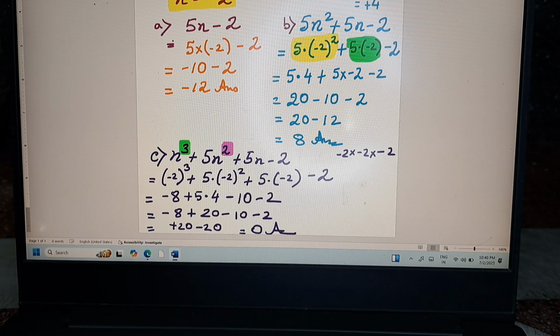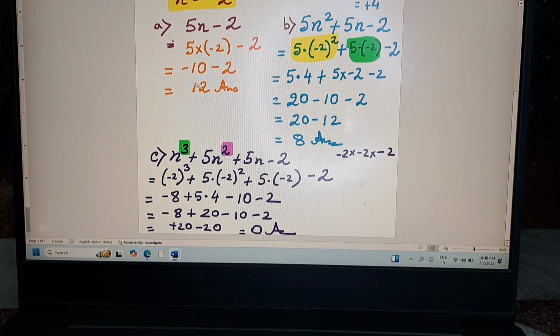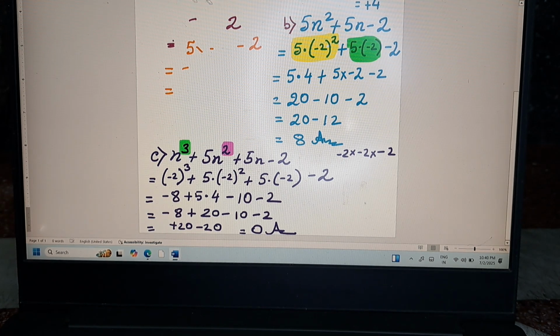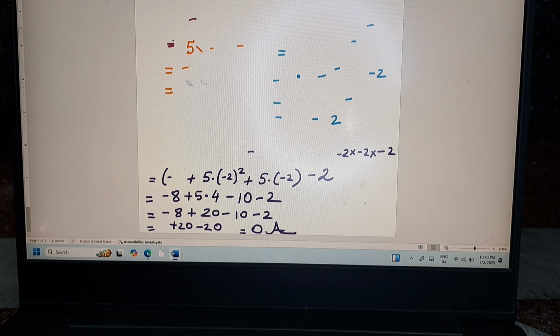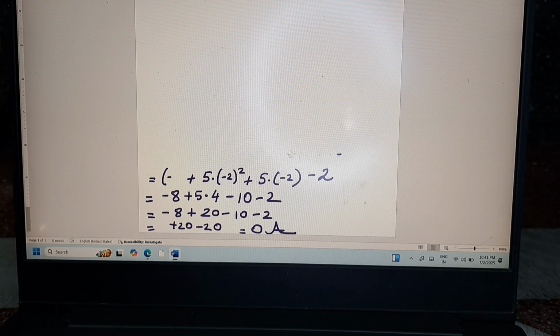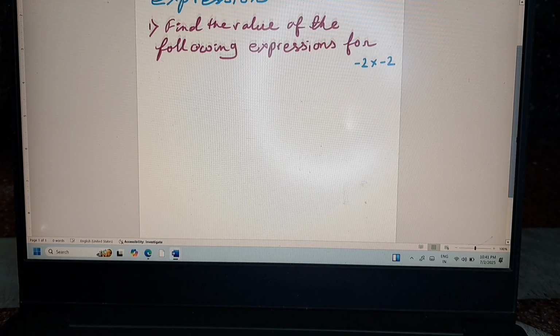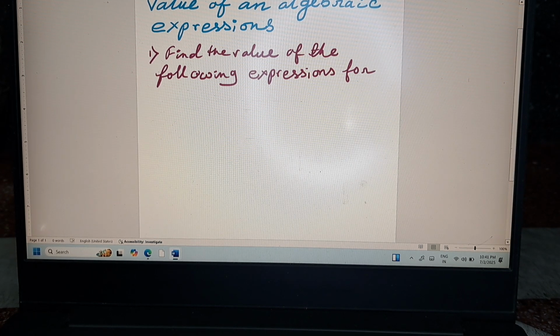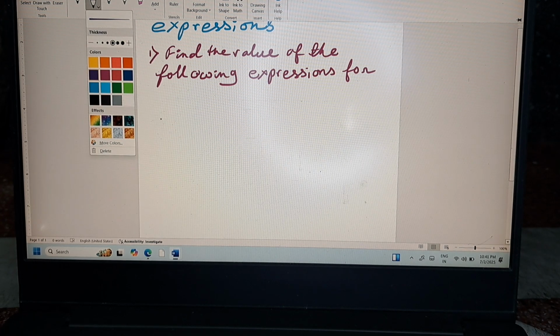So these are the 3 sums which help us to understand how to substitute the value of the variable in the algebraic expression. Now let us take one more example with 3 variables. This sum is a little bit challenging, so let us take up this challenge and try to solve it by applying the simple rules of algebraic expressions. So let us find out how to find the value of this expression.